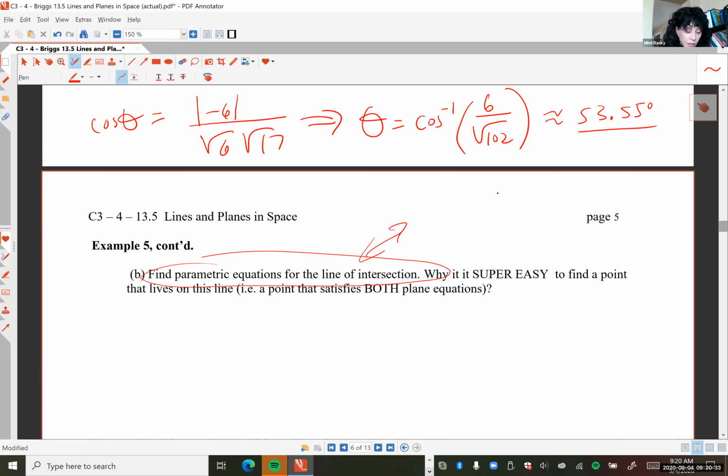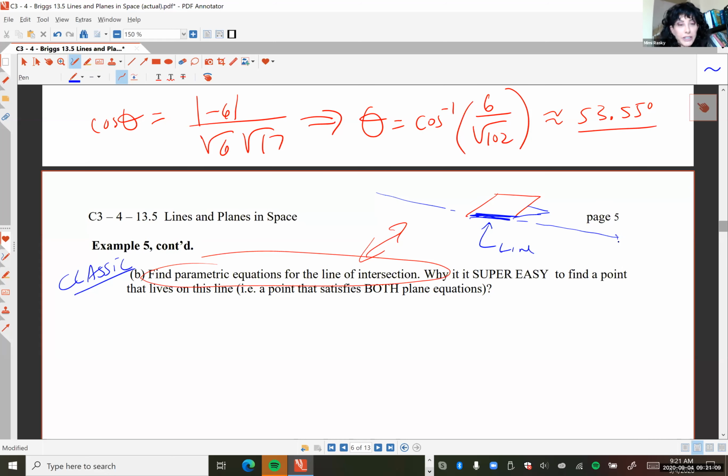So let me draw you a little diagram to help you visualize what they're asking for, because this is a classic problem. Hint, hint, I'm probably going to put it on a quiz and an exam, like for reals. So I hope you can tell where these two planes intersect is a line. And because those planes go off in infinite directions, of course that line goes off in infinite directions also.